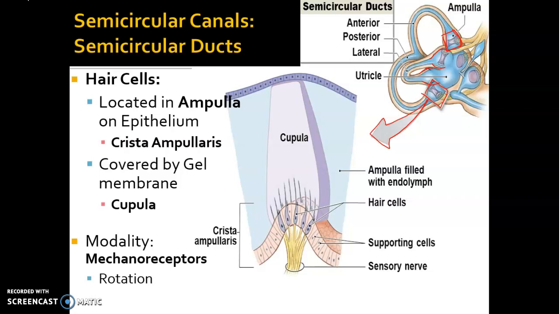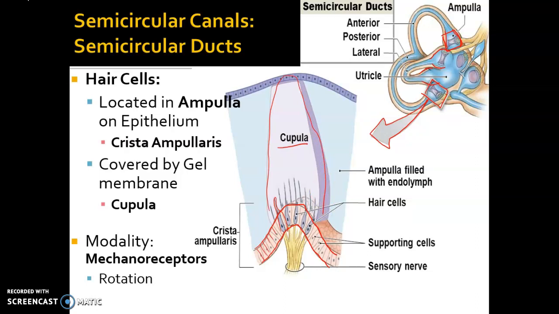Now, at the bottom, right here, this part is called cristae ampullaris, and the cristae ampullaris has hair cells in purple. These are the hair cells, and there are pink colored supporting cells. And the hair cells are embedded within a gel-like structure called cupula. So this gel is cupula.